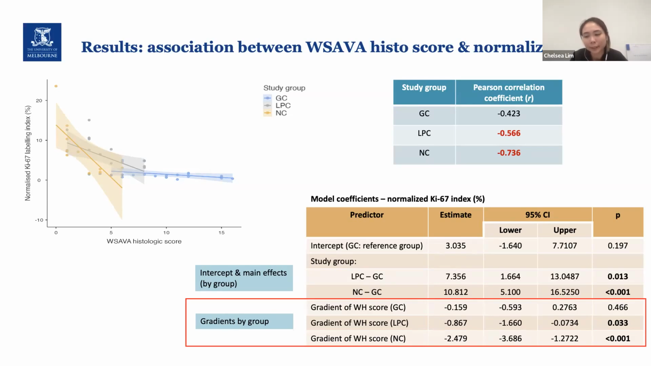In comparison, a moderately negative correlation was noted in the LPC group, as noted by the gray line here, and that corresponded to a statistically significant decrease in Ki67 expression of 0.87% per unit increase in Wasaba histologic score. And lastly, a weak negative correlation was noted in the GC group, as portrayed from the flat blue line here, and that corresponded to a weak, non-statistically significant decrease in Ki67 expression, with increases in Wasaba histologic score.